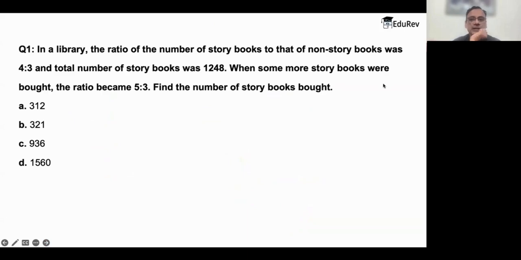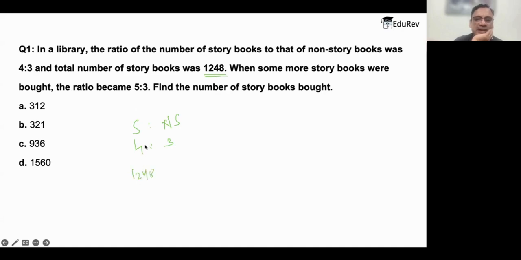In a library, the ratio of the number of storybooks to that of non-storybooks was 4:3. So story to non-story, let's write an S, was 4:3. And the number of storybooks was 1248. So this makes it very simple, 1248.